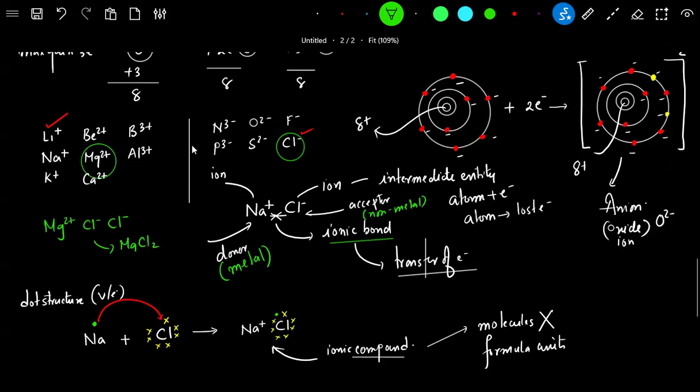Is it clear now? Okay, are you fine with ionic bonds? Ionic bonds are the bonds which are actually formed by the transfer of electrons. Ionic bonds can only be formed between cations and anions. What is a cation? A cation is an intermediate entity which has been formed after an atom has lost an electron, and an anion is something that is formed after an atom has gained an electron.